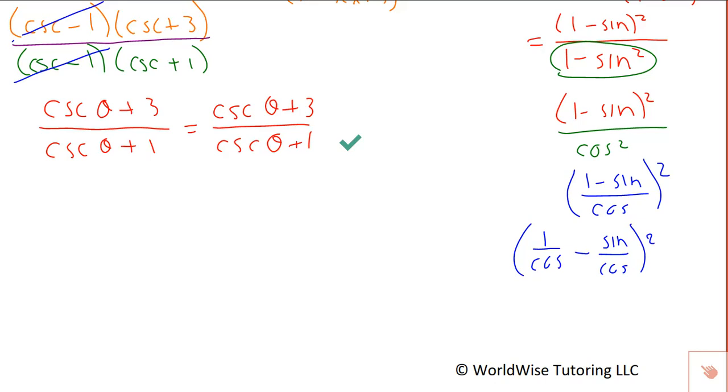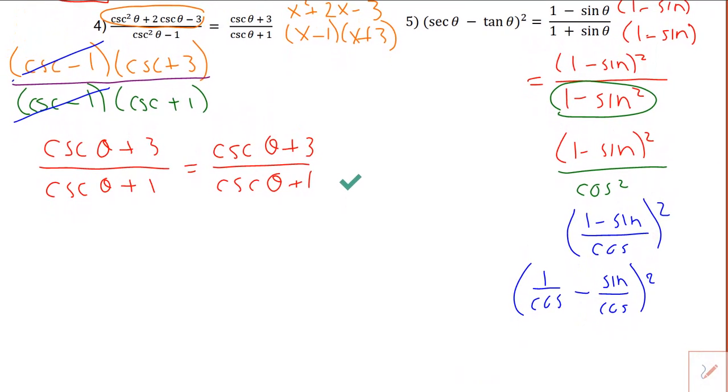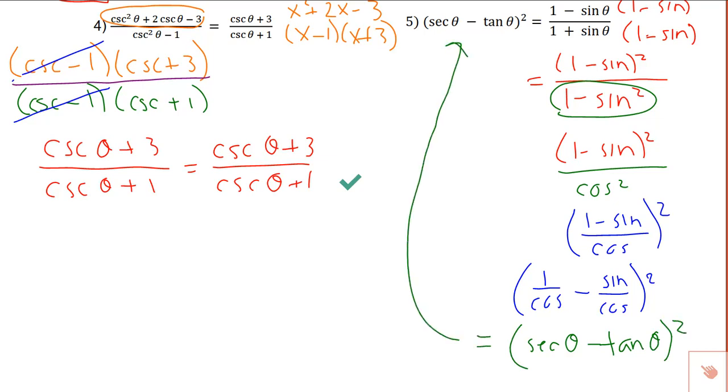And now I'm going to go into trig identities, glancing at what the original is. I'm going to change the 1 over cosine to secant theta. And I'm going to change the sine over cosine to tangent theta. That's all squared, and that is equal to the original, so I have verified this identity.